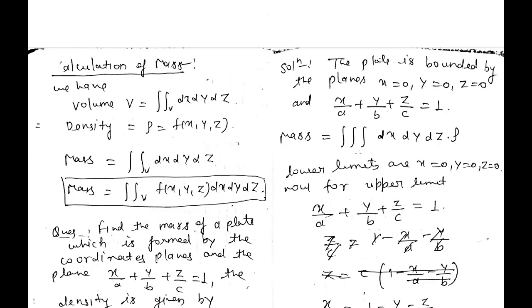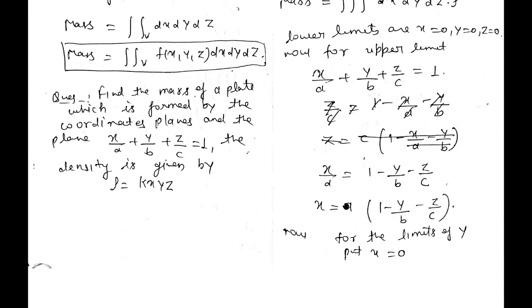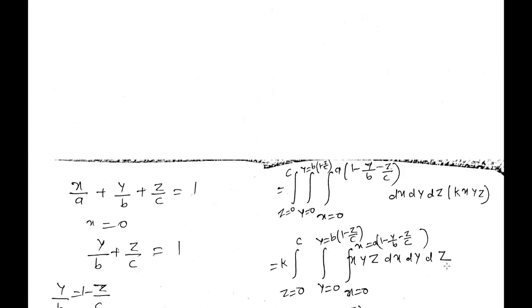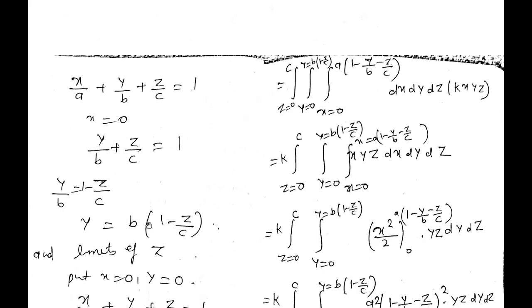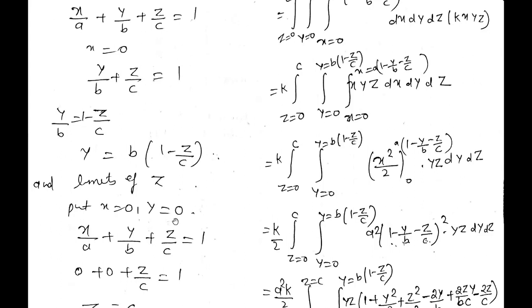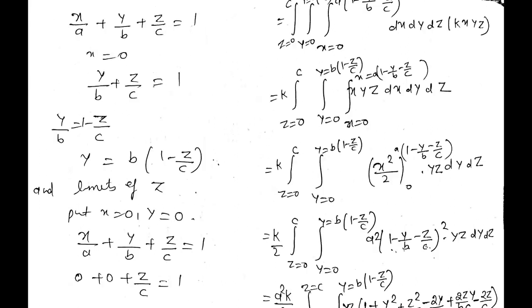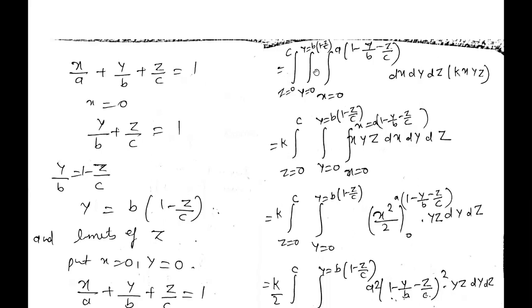Now, mass, we know, is triple integration of density dx dy dz. Lower limits we have already. For the upper limits, find the value of x from this plane. So x = a(1 - y/b - z/c). Next, for the limit of y, put x = 0. So you will get y = b(1 - z/c). And for the limit of z, you put x = 0 and y = 0. So your limit of z will be z = c here, right? Now after that you will do the calculation.